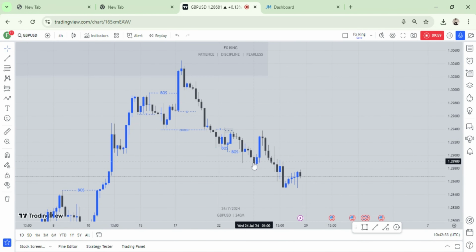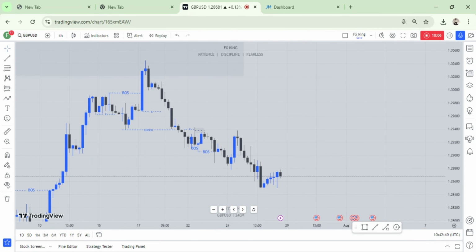right? But from here now, you need to mark your last break of structure, which at this level, if you want to mark your last break of structure after this change of characters, it should be this one right here. And this last break of structure, we had this zone mitigated by this move, and the move pushes down. So what we're waiting for is for price to take out inducement and then push down.